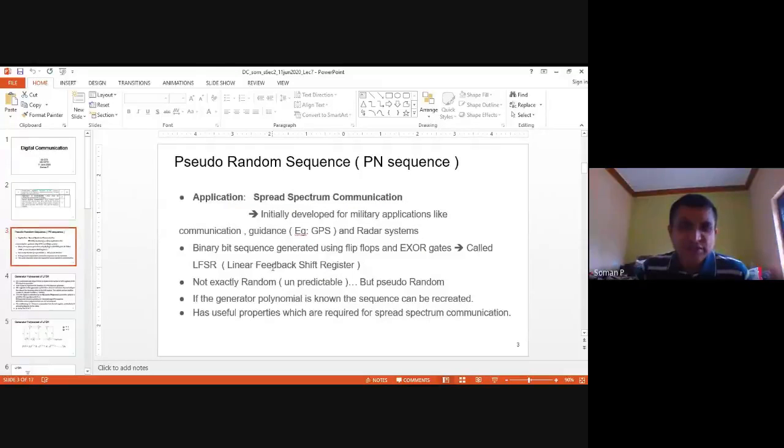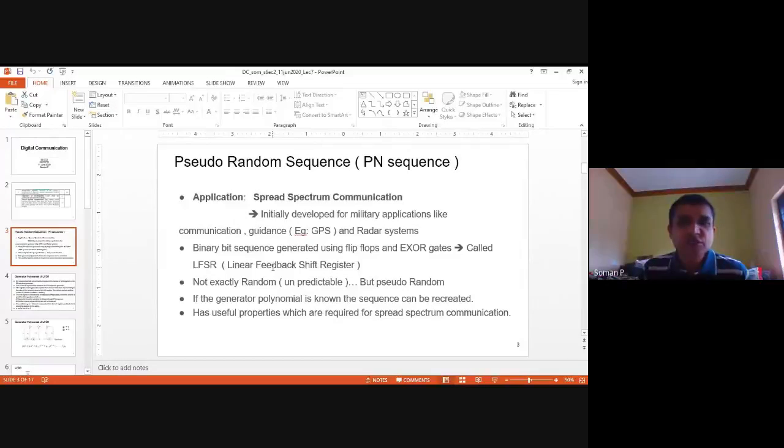So far we have learned about QPSK, PSK, all general digital modulation schemes, and their error probability calculation, bandwidth, and power spectral density. Those kind of details we had looked into. And today we'll look into pseudo random sequence or PN sequence and how it is generated and what is the application. And in next few classes we'll look into spread spectrum communication, where this PN sequence is utilized to achieve certain good characteristics.